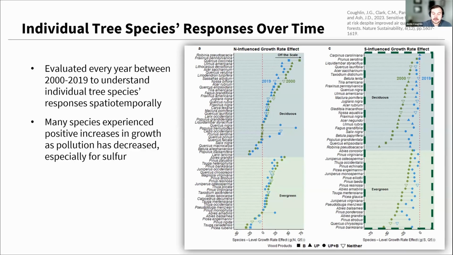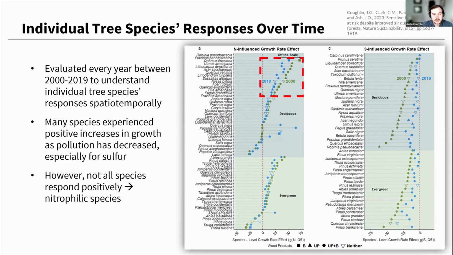And what we see are that many species experience positive increases in growth as pollution has decreased, notably for sulfur. So you see this movement towards a 0% growth rate reduction or baseline through time. But as I've been mentioning, not all species are responding positively. Some species that are nitrophilic have actually seen reduced growth as we've been decreasing nitrogen throughout the last 20 years.